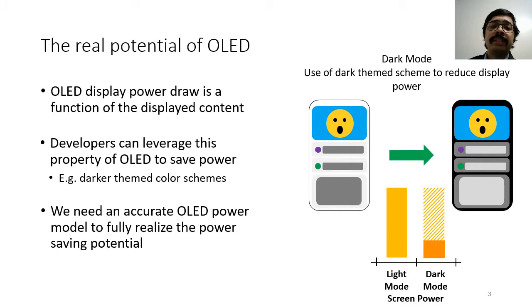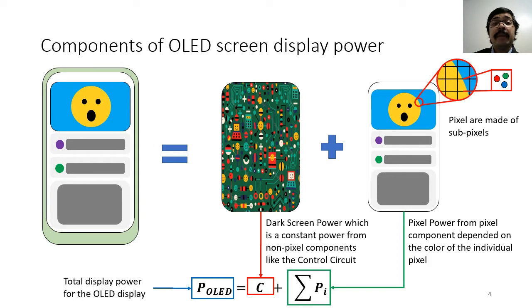Before we jump into the modeling of OLED display, let's take a look at the components which contribute to the OLED power. OLED display can be broadly divided into 2 parts. One is its non-OLED part, which depends on the circuitry and consumes a constant power. We call this constant power draw C the dark screen power. The other part comes from the power consumed by the OLED pixels themselves. These pixels are made up of subpixels. We call the power consumed by the second part the pixel power.